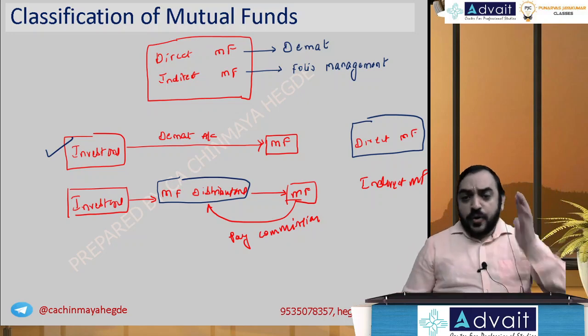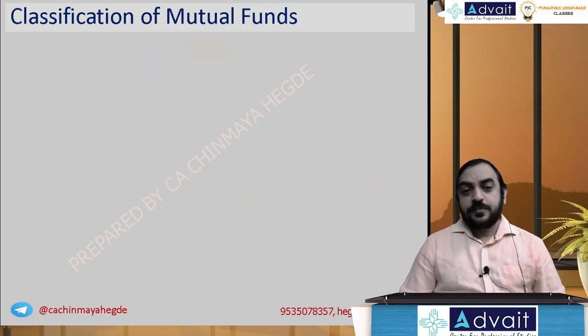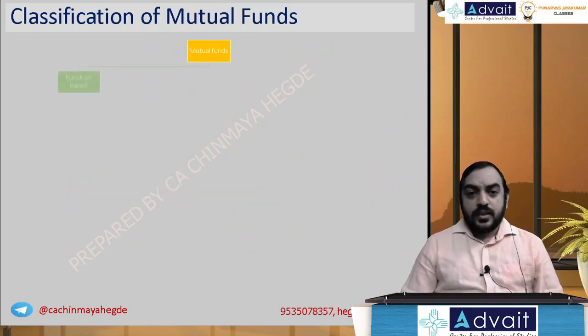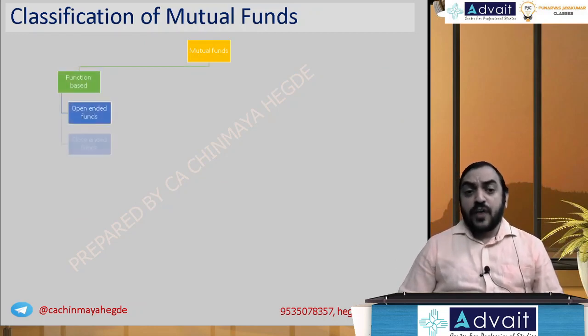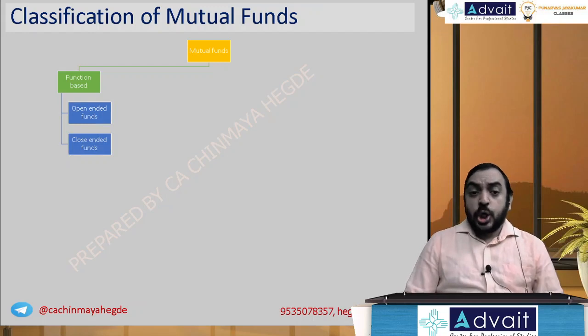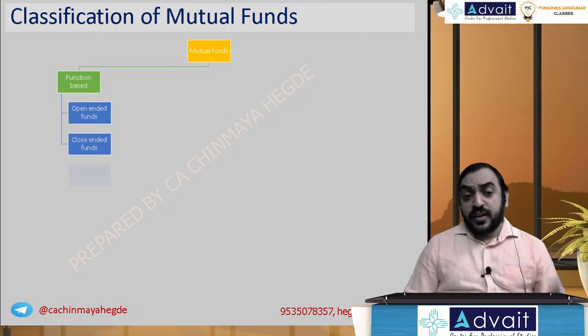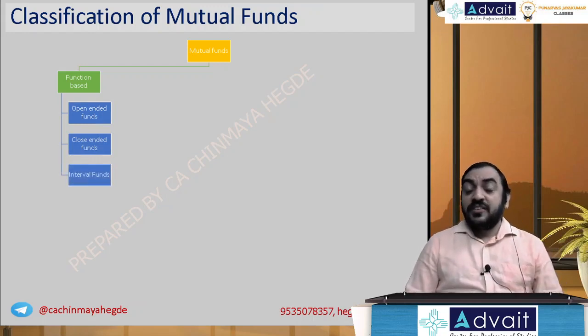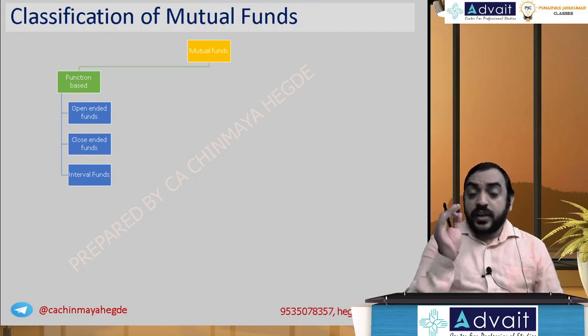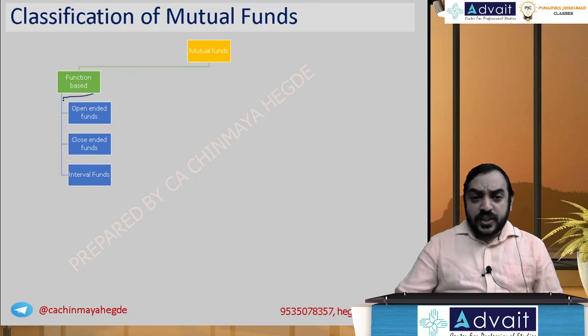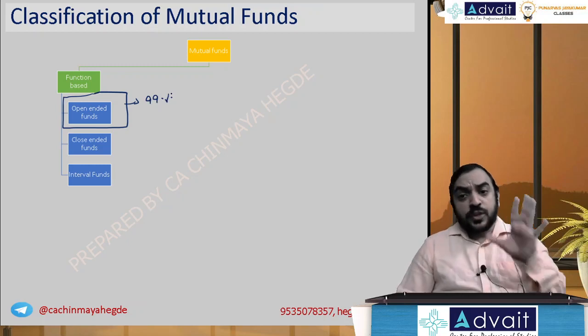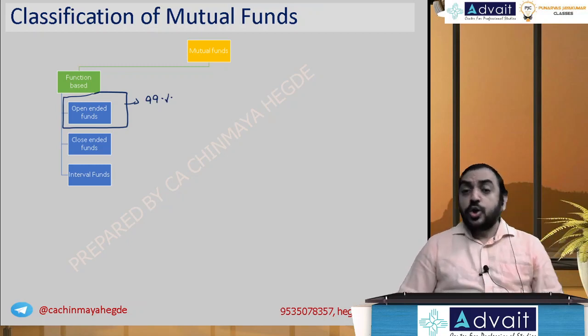So I hope you have taken it down. Let's go further. Function based classification. We have open ended mutual funds, close ended mutual funds. We also have interval funds. It's a very important point you have to understand. And 99% of the mutual funds are open ended. So when we say mutual funds, mostly we talk about open ended.